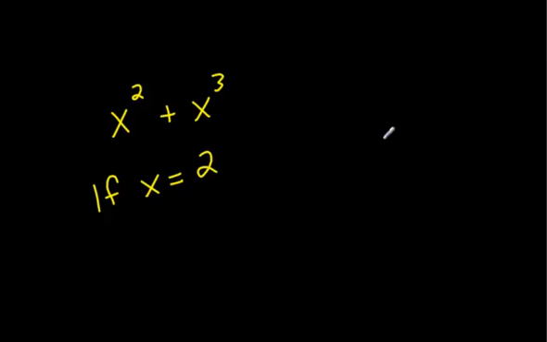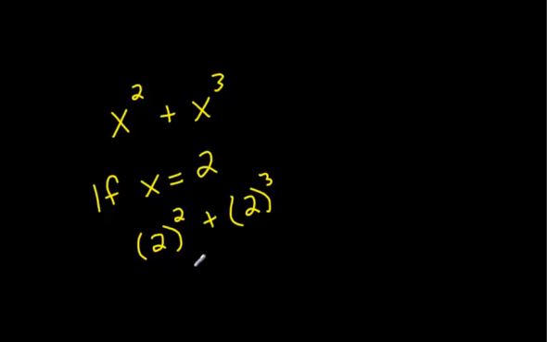So what you do is you just throw the 2 in wherever you see the x's and put it in brackets just to make it nice and clear. So instead of an x, I put the 2 there. Then I put the plus sign. Instead of the x, I put the 2 again.